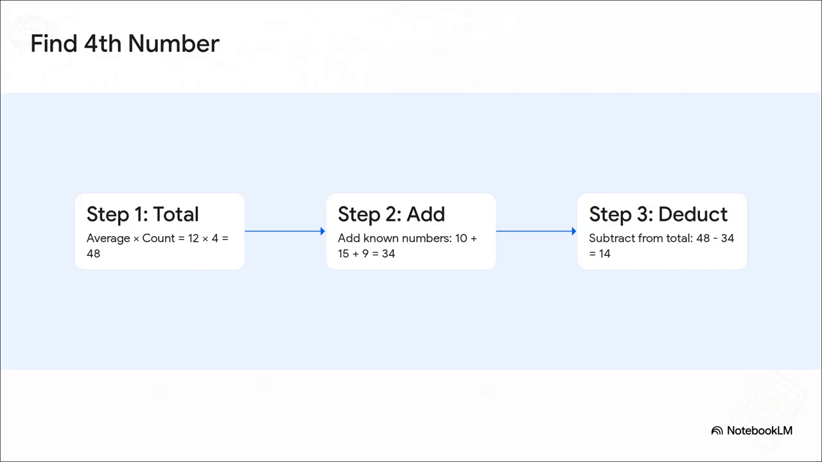Let's look at a concrete example of this. Imagine the average of four numbers is 12, and we know three of those original numbers are 10, 15, and 9. We just need to find that mysterious fourth number. Step 1, we multiply our average, 12, by our count, 4, to get our grand total of 48. Step 2, we add up the three numbers we actually know. 10 plus 15 plus 9 equals 34. Step 3, we subtract that 34 from our grand total of 48, and boom, we find our missing fourth number is exactly 14. Pretty cool, right?